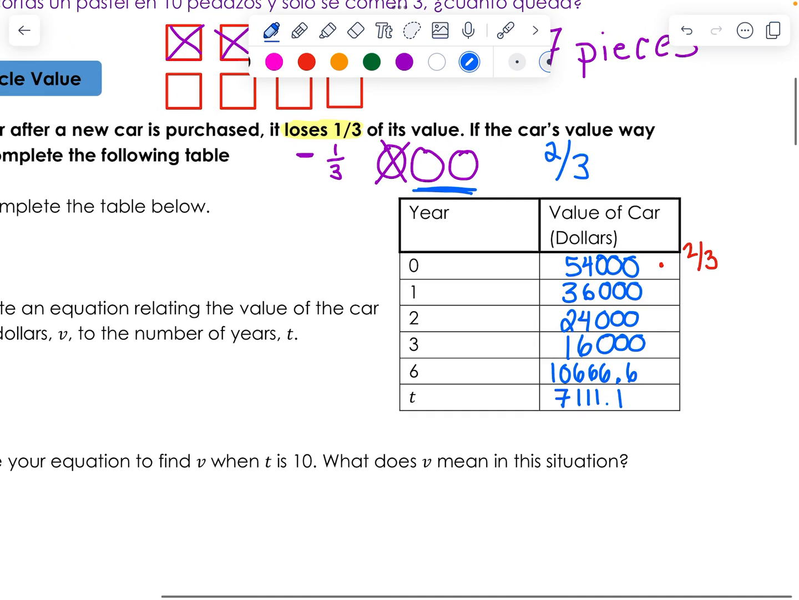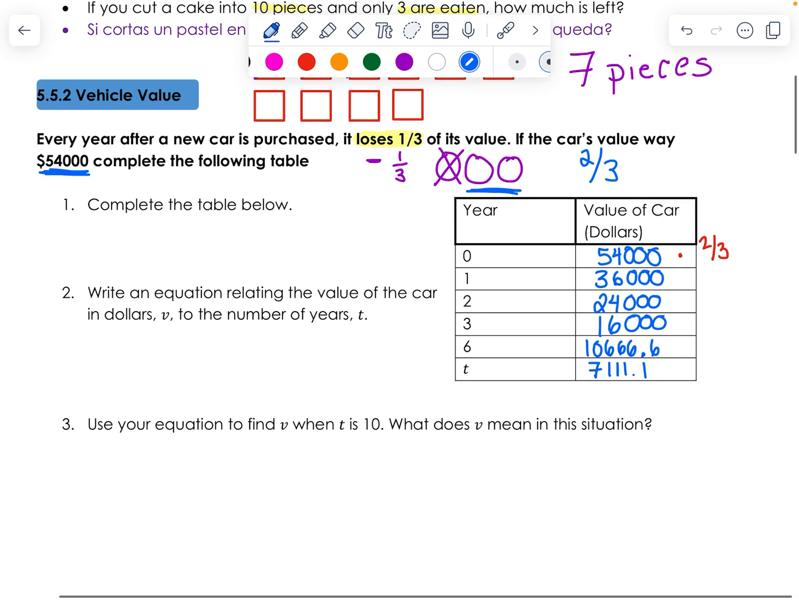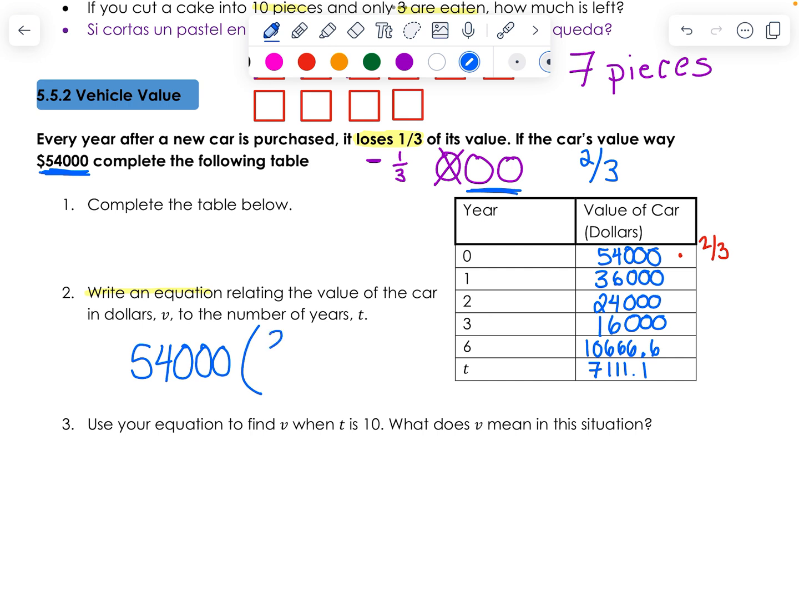So again, if we lose 1/3, we are left with 2/3. That's what we wanted to multiply by. If we were to write our equation, it's the same as we've done the past 2 lessons. So we start with 54,000. We're going to multiply by 2/3 x number of times.